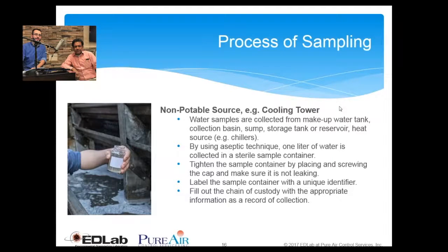What about non-potable sources such as a cooling tower? This is another common type of sample people collect, and it is typically collected from the cooling tower, as you can see here. Again, you should get a sterile container and collect 1 liter of water if you can, but a smaller volume up to 250 ml can also be used. Again, use the aseptic technique and do the same practice: tighten the container, prevent leaks, identify the sample very uniquely, and fill out the chain of custody before you put it in the shipping container.